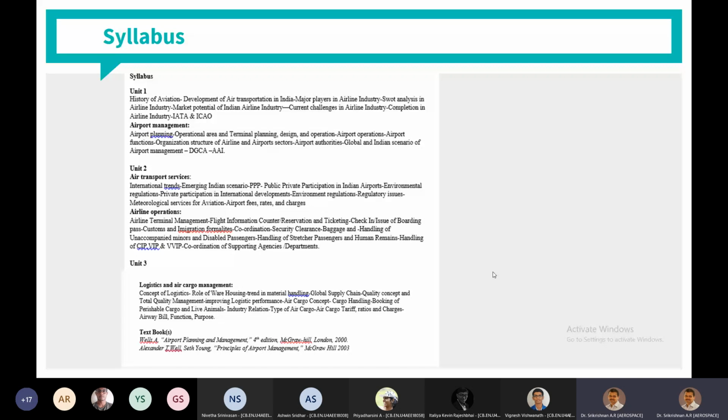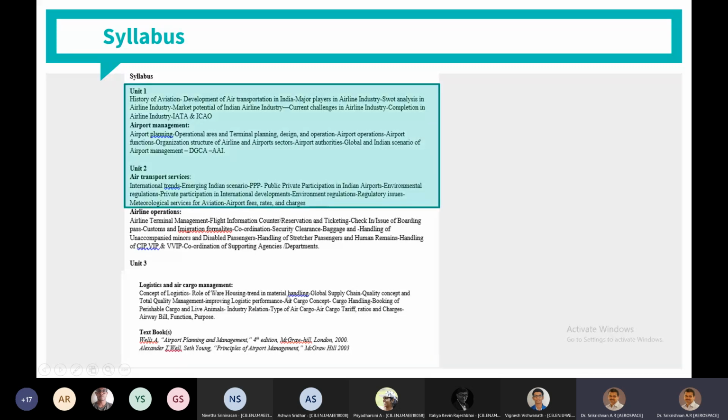This is the whole syllabus. I'm not going to read it out because the outline that I have given is what is there. It starts off with history, regulations, and current trends. Then airport management: the planning, operation area, terminal building, what constitutes a terminal building, and the processes required. Then different aspects of air transport processes and airline operations, then logistics, cargo, and so on. We have just mentioned all these, and I'm not going to repeat them here. The syllabus is there for you to see frequently.